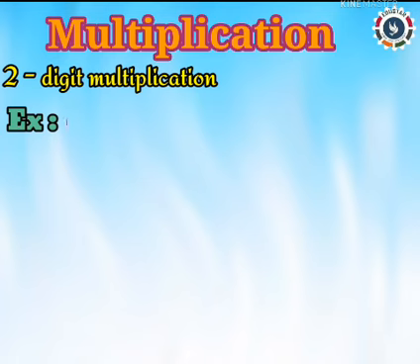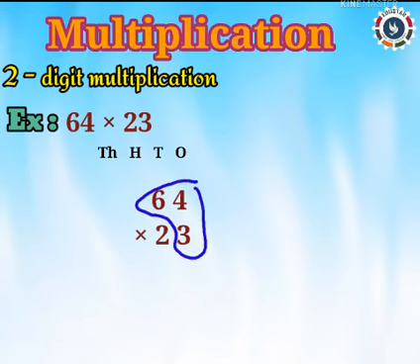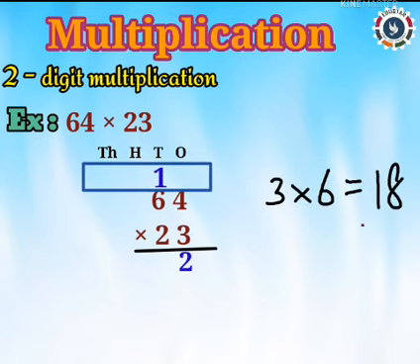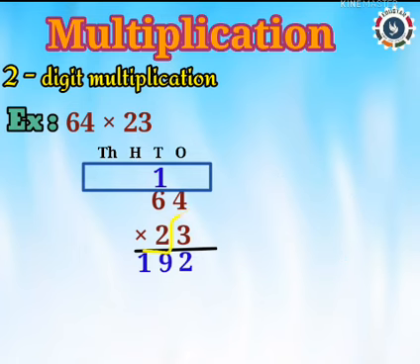In this first we are going to multiply 2-digit number by 2-digit number. For example, 64 into 23. Arrange the numerals as shown according to the place values. First multiply 64 by 3. 3 fours are 12. Write 2 under 1's column. Carry 1 to the 10's column. 3 6s are 18. 18 plus carry 1 is 19. Write this 9 in 10's column, 1 in 100's column. We get 192.